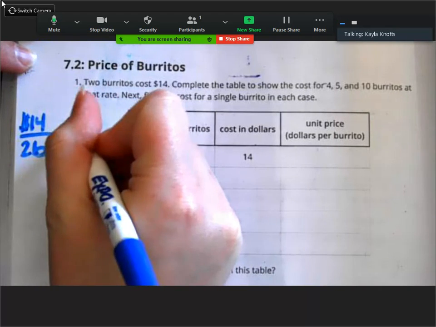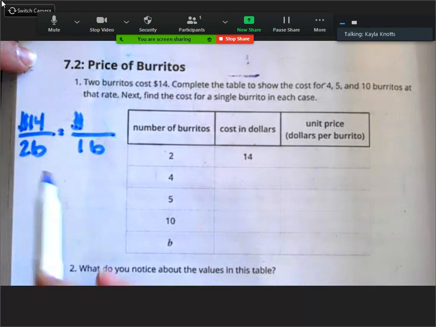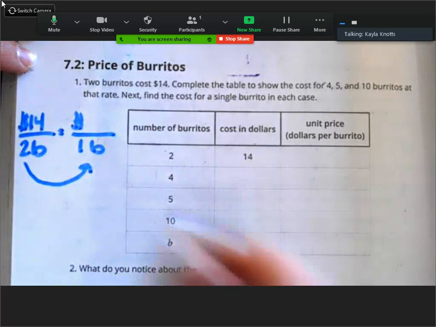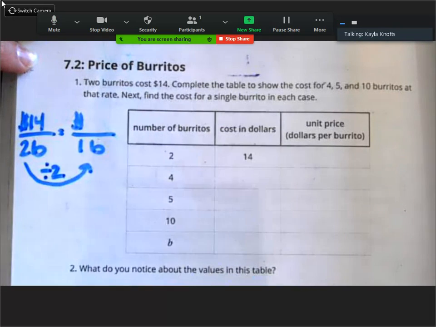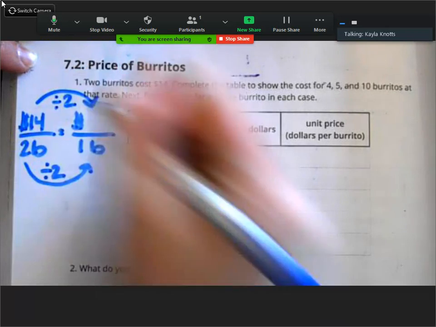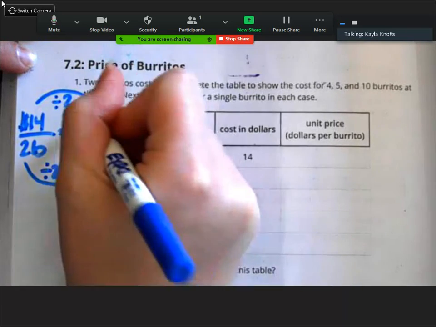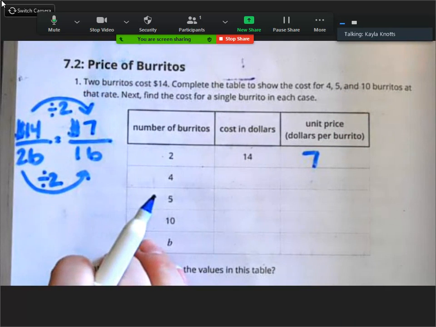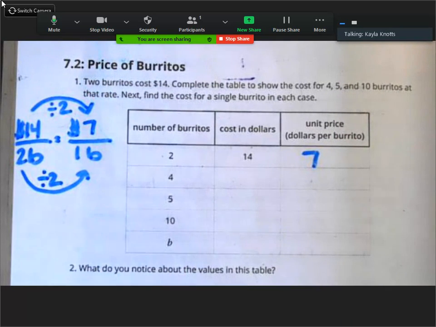So when we were doing our equivalent ratios, it's the same thing. What do I do to 2 burritos to get down to 1 burrito? I'm going to divide by 2. So same thing. If I divide 2 burritos by 2 to find out for 1 burrito, I would take my total cost, which is 14, and divide that by 2. And I would get 7. So for 2 burritos and the cost was $14, I would pay $7 per burrito.